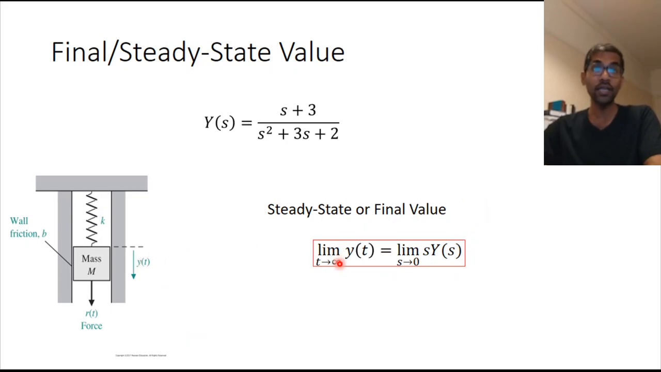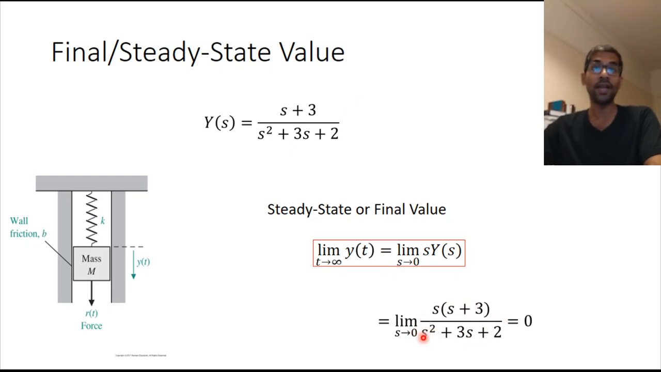So we can calculate that without doing any complicated calculations. If we know the transfer function, we can just get it by using this equation here. And this equation is called the final value theorem. So in this case, what we would do is we would say limit s tends to 0, and the transfer function is given here. So s times that transfer function.